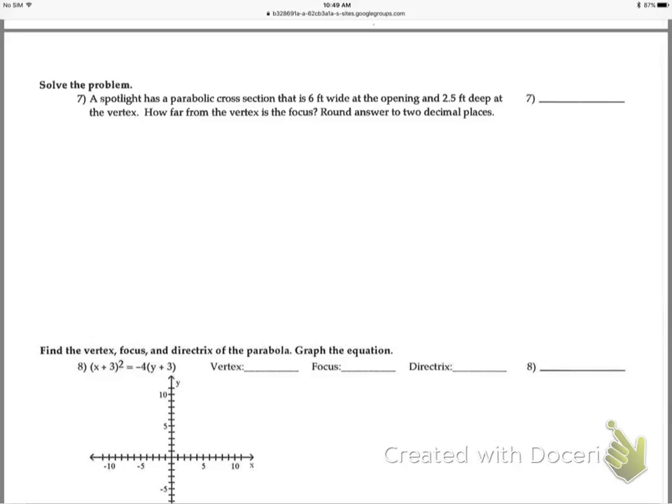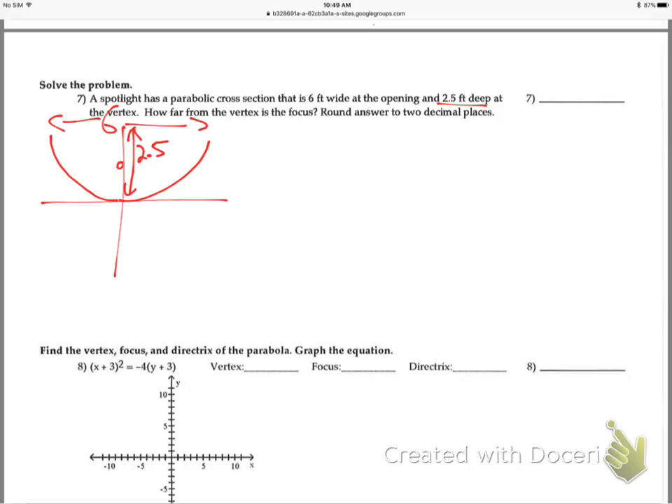Okay, let's try that one real quick. A spotlight has a parabolic cross section, 6 feet wide at the opening, 2.5 feet deep at the vertex. How far from the vertex is the focus? Remember how we do these? You just put it on a made-up axis system. Spotlights don't really have an axis system, we just make that up to help. It's 6 feet wide at the opening, 2.5 feet deep.